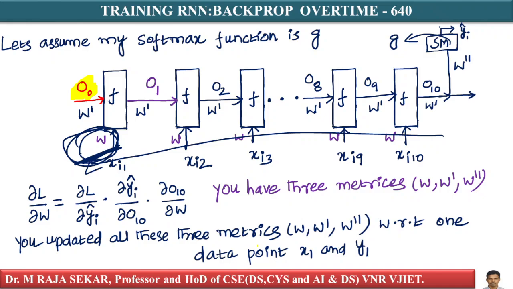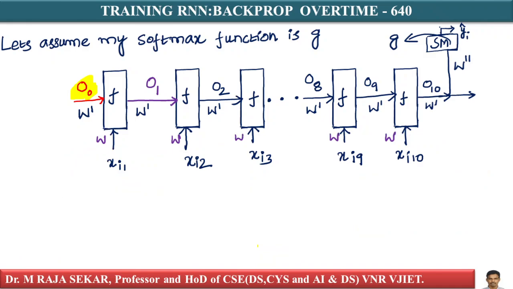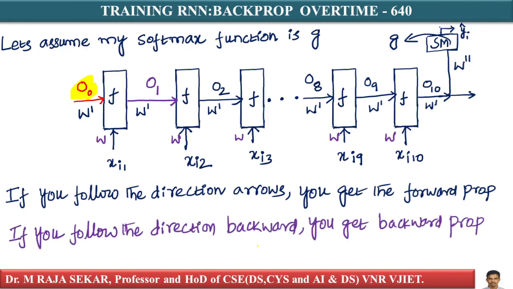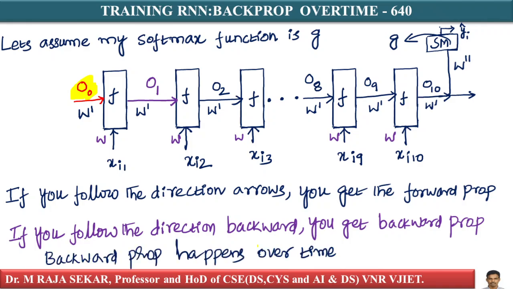There is a problem with this simplest way to remember, which is to follow the direction of arrows. If I follow the direction of arrows, you get forward propagation. If you follow the direction backward, you will get backward propagation. But backward propagation happens over time. That's important. If you follow the direction of arrows, you will get forward propagation. If you follow the direction backward, you will get backward propagation over time.